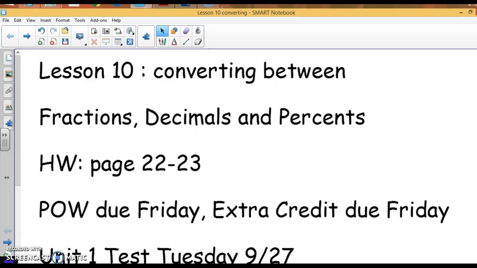Today's lesson is Unit 1 in Pre-Algebra, Lesson 10. We're going to convert between fractions, decimals, and percent. The homework that goes with this is page 22 and 23 in the homework packet.